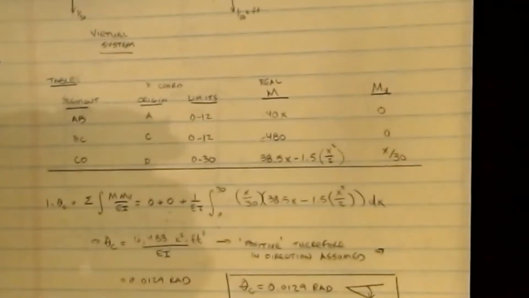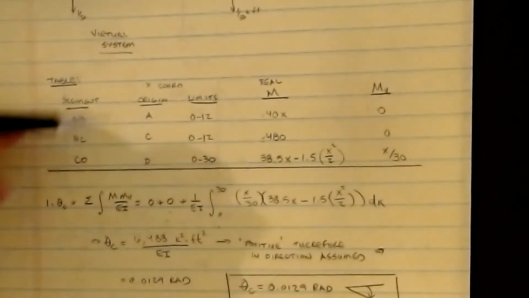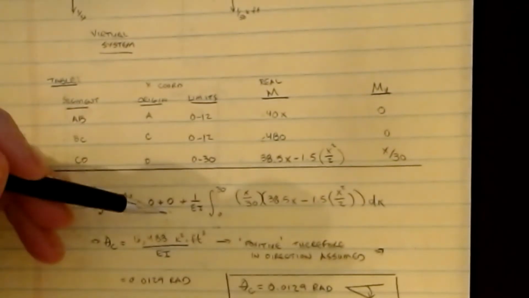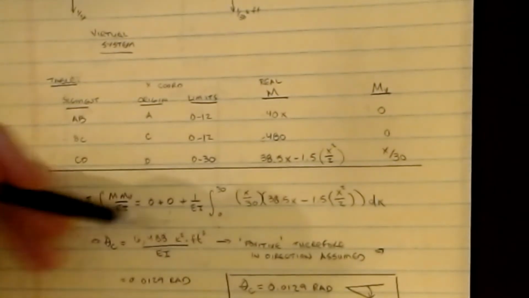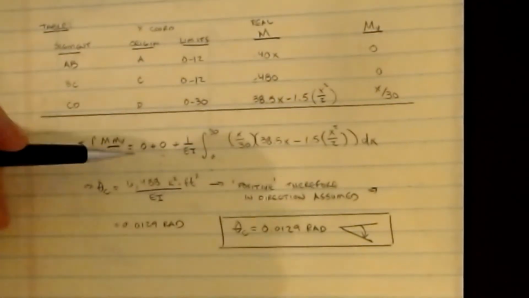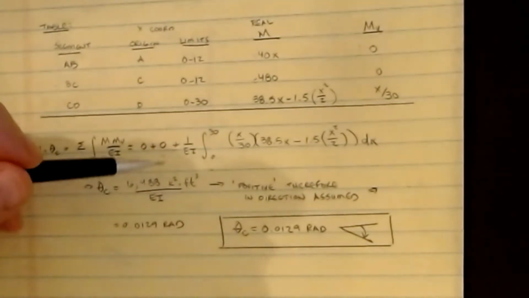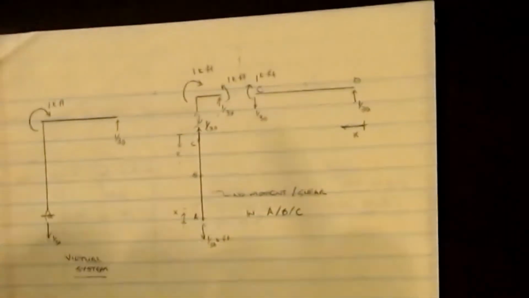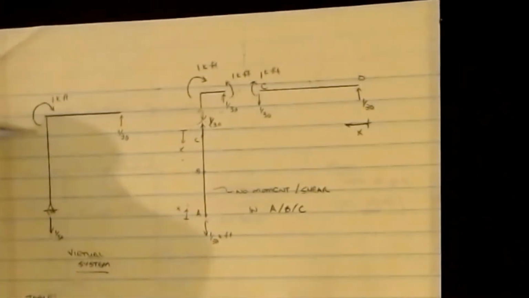Okay, and then if I do the calculus and evaluate the integral, you'll find out that theta C is 6,488 kips squared per foot cubed all over EI. Now again, we've got to watch our units because E and I are measured in inches. Okay, now this calculation came back as a positive value, so it tells me that my direction on my moment that we assumed for the virtual here is in the correct direction.